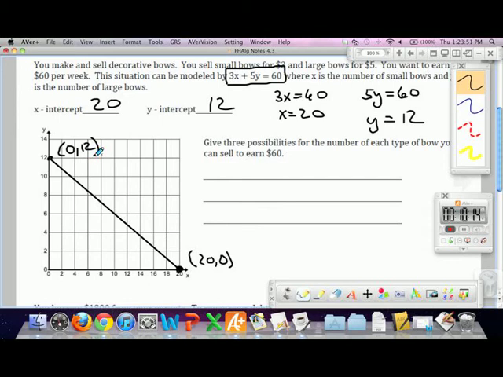What was the point of drawing this line? What does 3x plus 5y always equal? 60. So what this is saying is that anywhere on this line, this combination of x and y will give me $60. So any point on this line will give me $60 of total revenue. So I want three possibilities. So let's name 3 possible points on this line. What's one possible point?